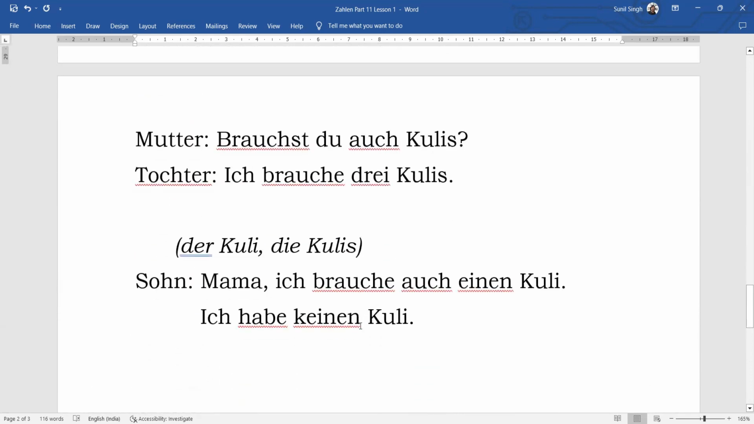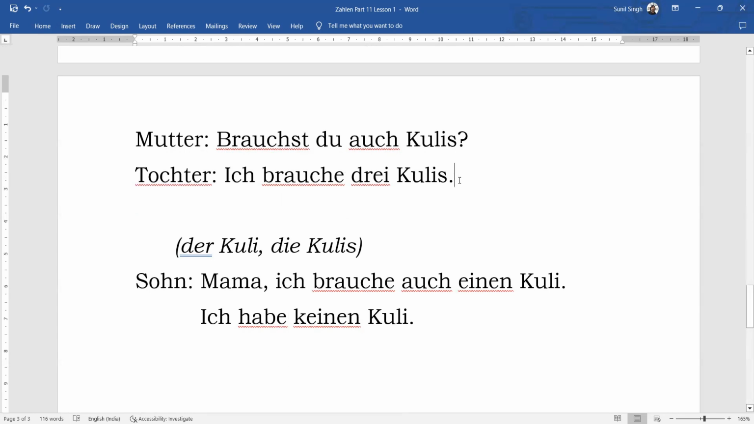Mutter: Brauchst du auch Kulis? Means do you also need pens? Kuli means pen. So here you can see der Kuli, die Kulis. Ich brauche 3 Kulis. I need 3 pens.